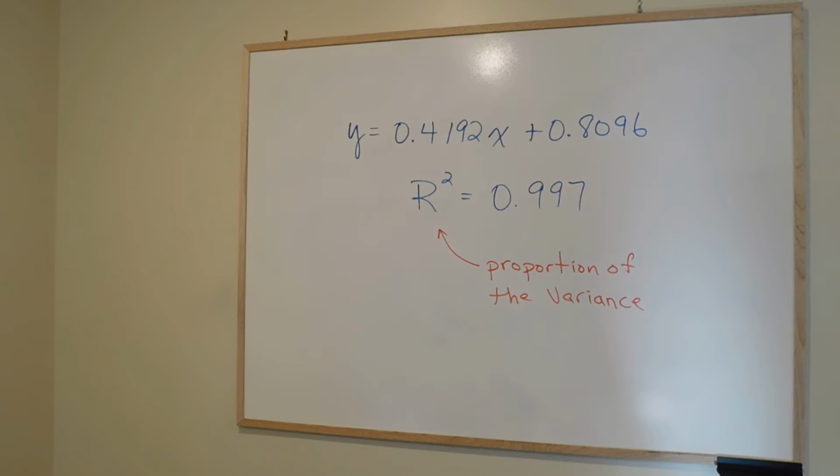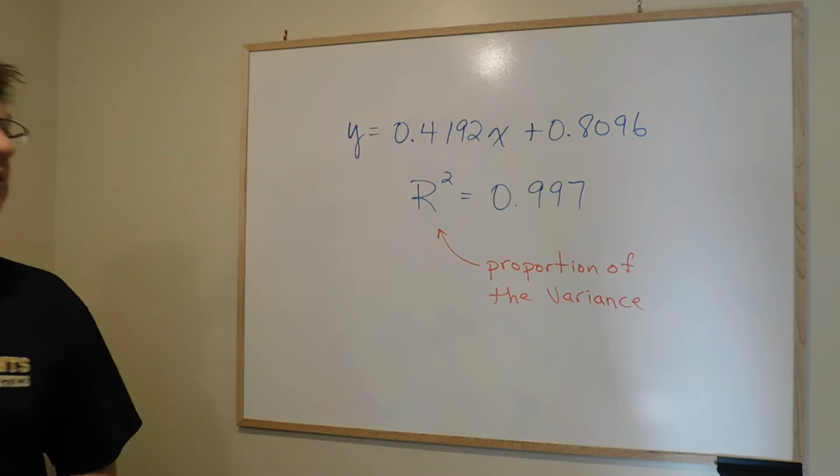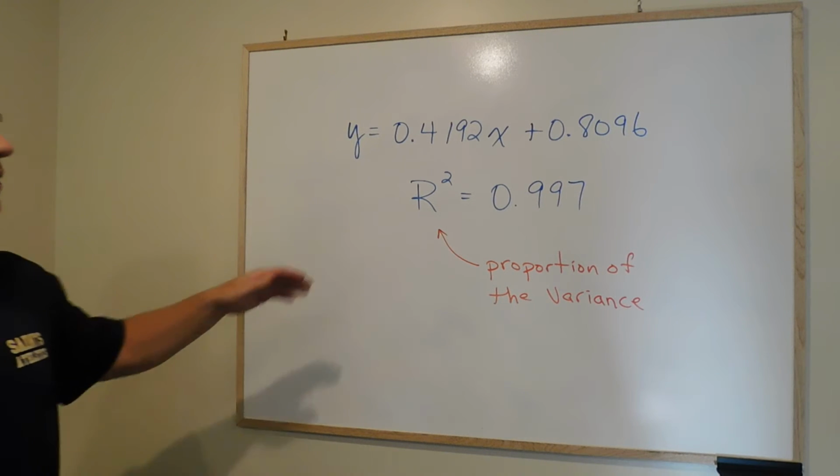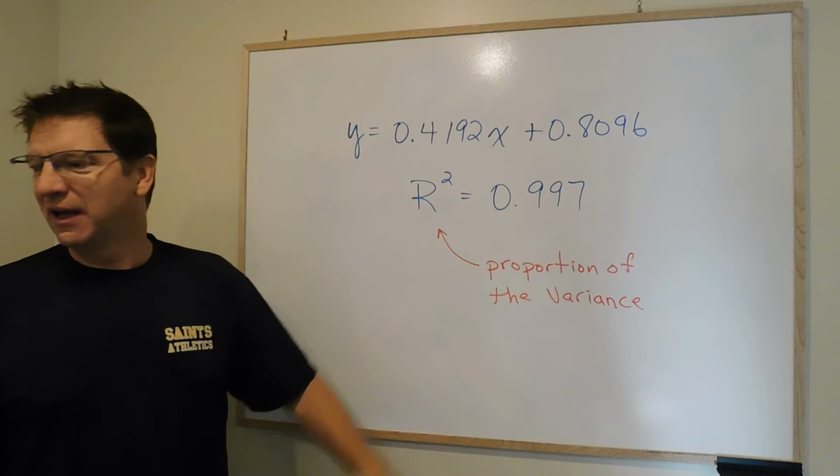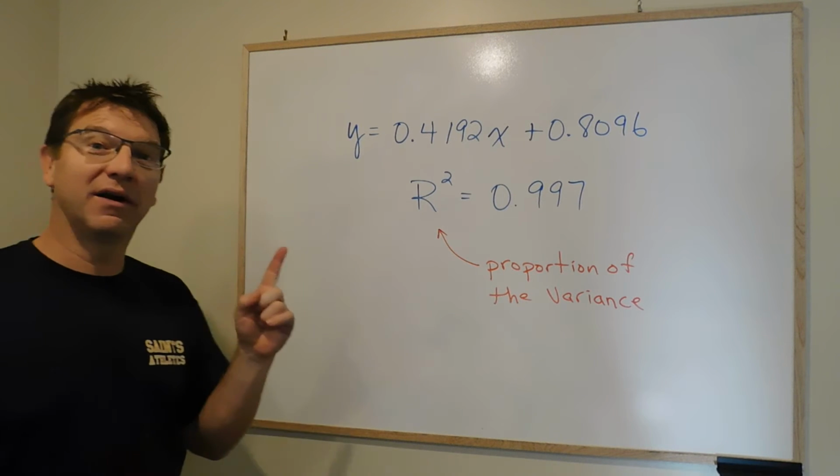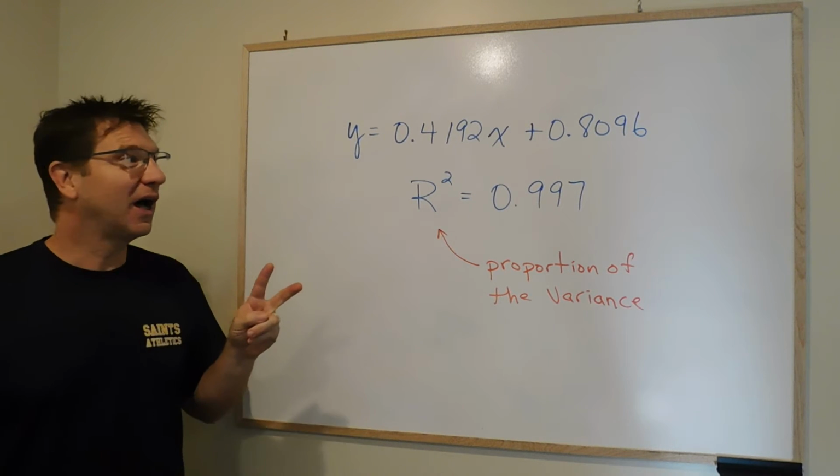So when we look at this slide, we see the equation y equals 0.4192x plus 0.8096 with an r squared value of 0.997. And you might be saying to yourself, oh, 1, what the heck is this? And 2, how do I find it?